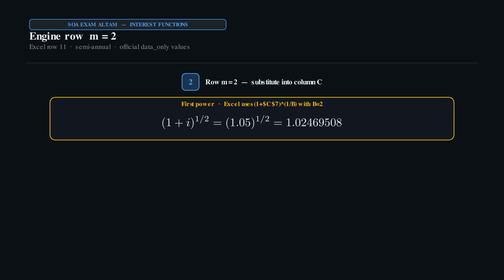M equals 2. First raise 1.05 to the 1/2. The square root of 1.05 is 1.02469508. That is 1 plus i upper 2 over 2. Subtract 1 to get 0.02469508, then multiply by 2. i upper 2 is 0.04939015. That is official cell C11.